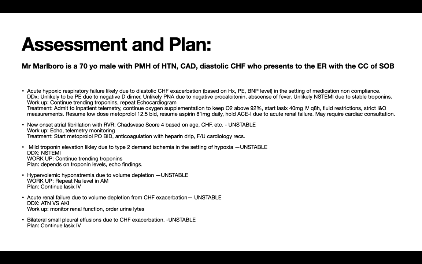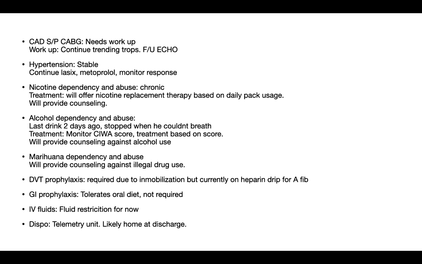Renal failure in the setting of volume depletion, it could be AKI or it could be ATN. You don't know right now, it depends on how the levels continue to trend. Bilateral small pleural effusions due to CHF exacerbation, continue Lasix IV, but you're listing everything. See, once you finish listing all the abnormal findings on labs and history, you start with the chronic history. So you have CAD, status post CABG, needs workup, continue trending troponins, follow up echo.